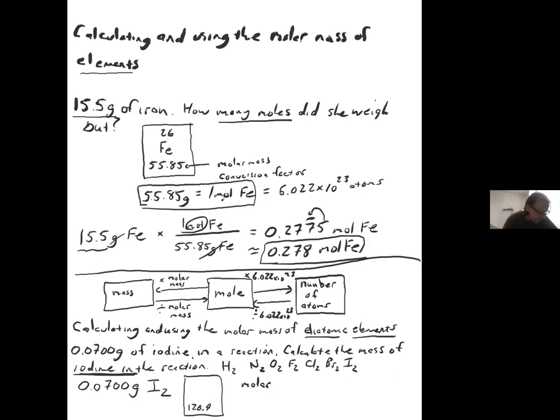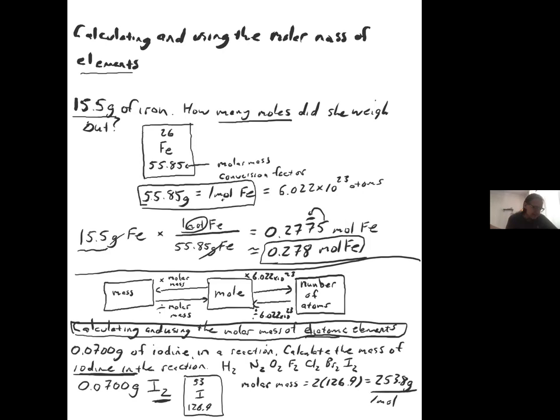There's iodine, 126.9. So the molar mass, since it's I2, is 2 times 126.9, which would be 253.8 per one mole. That changes the problem. That's why this ALEKS problem is called calculating and using the molar mass of diatomic elements. For those seven elements, you have to double the molar mass. So one mole weighs 253.8.